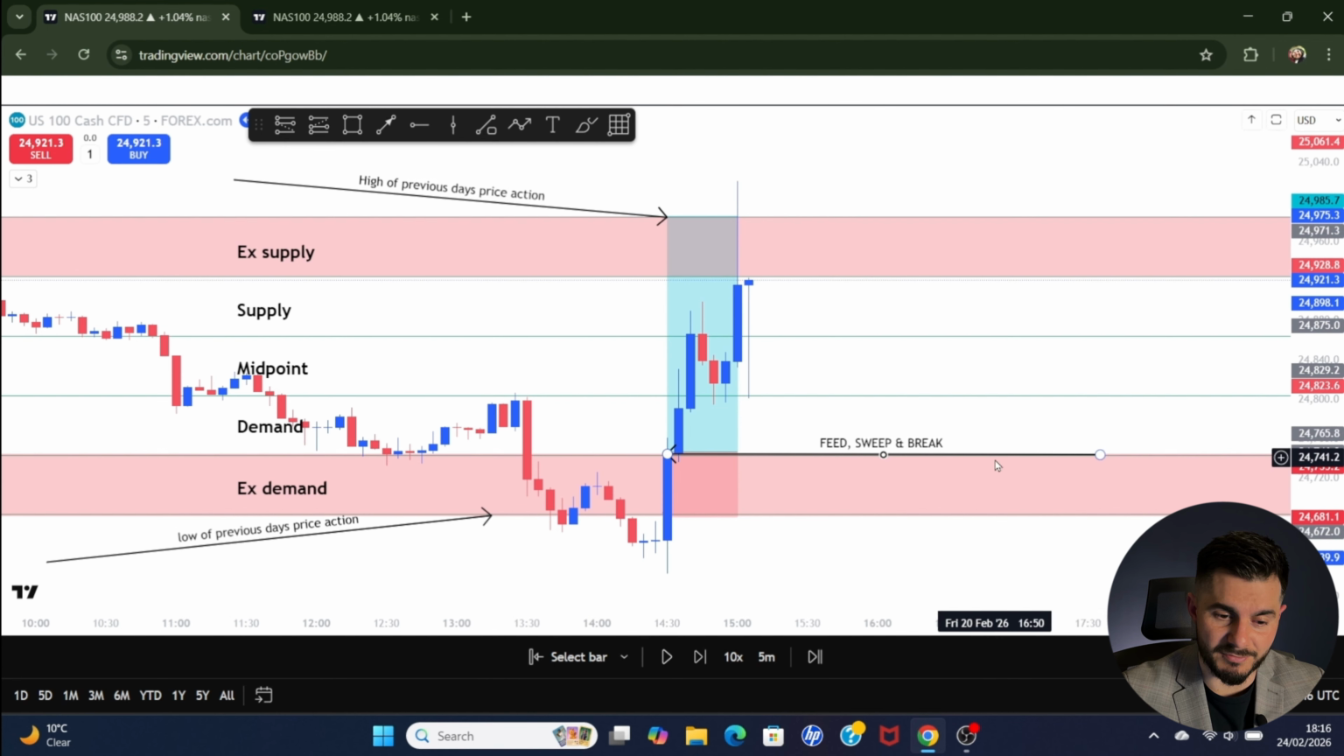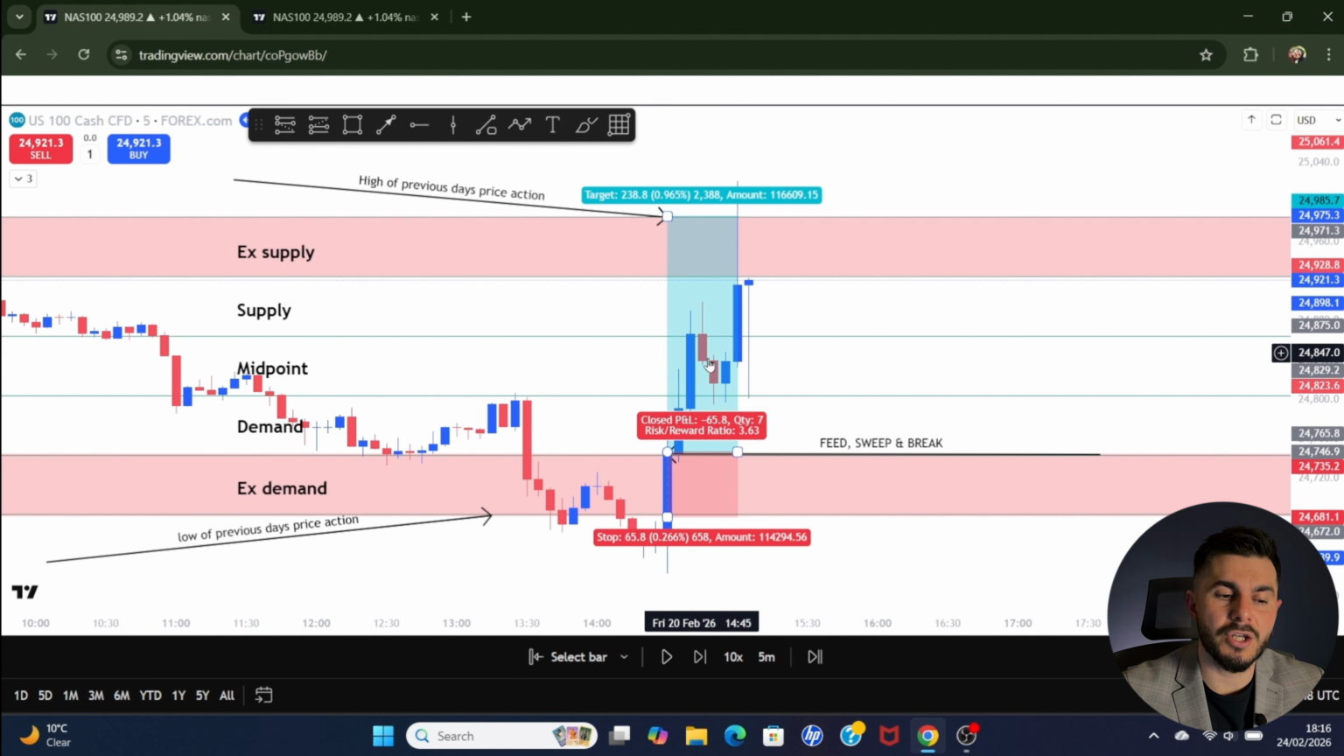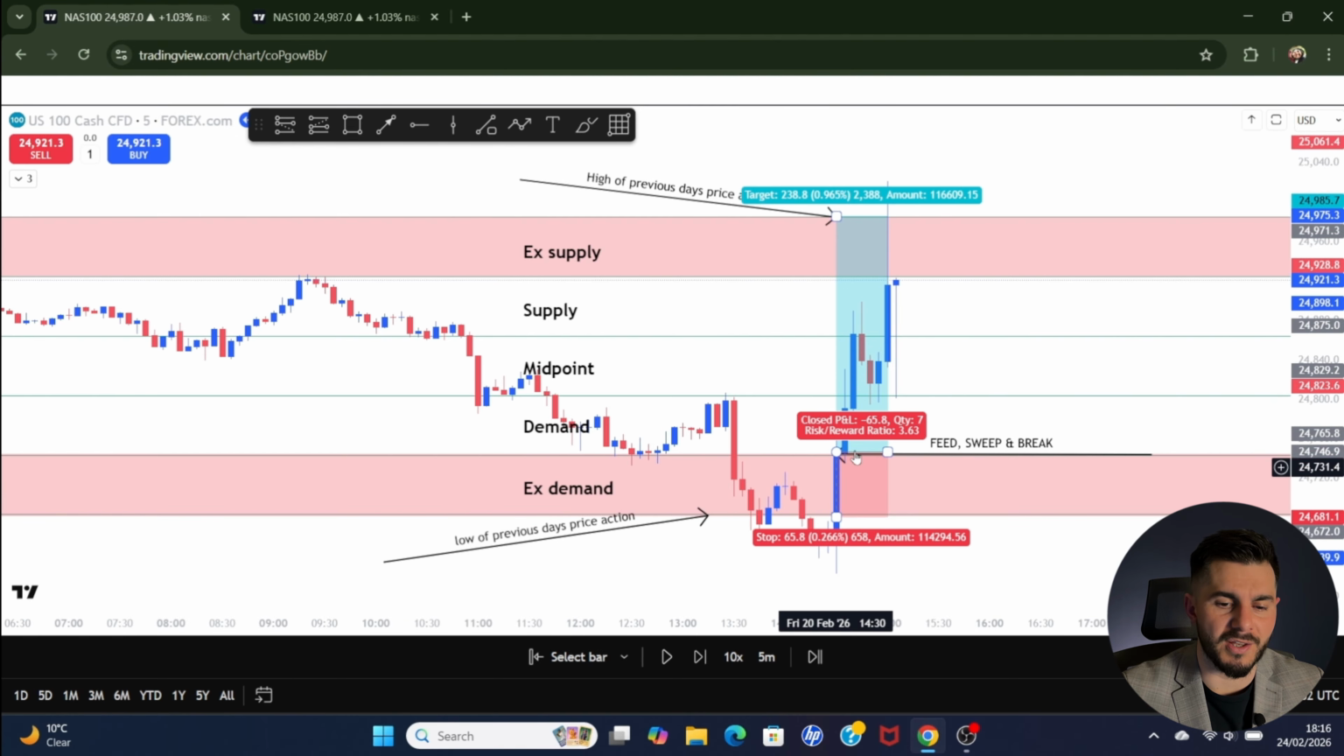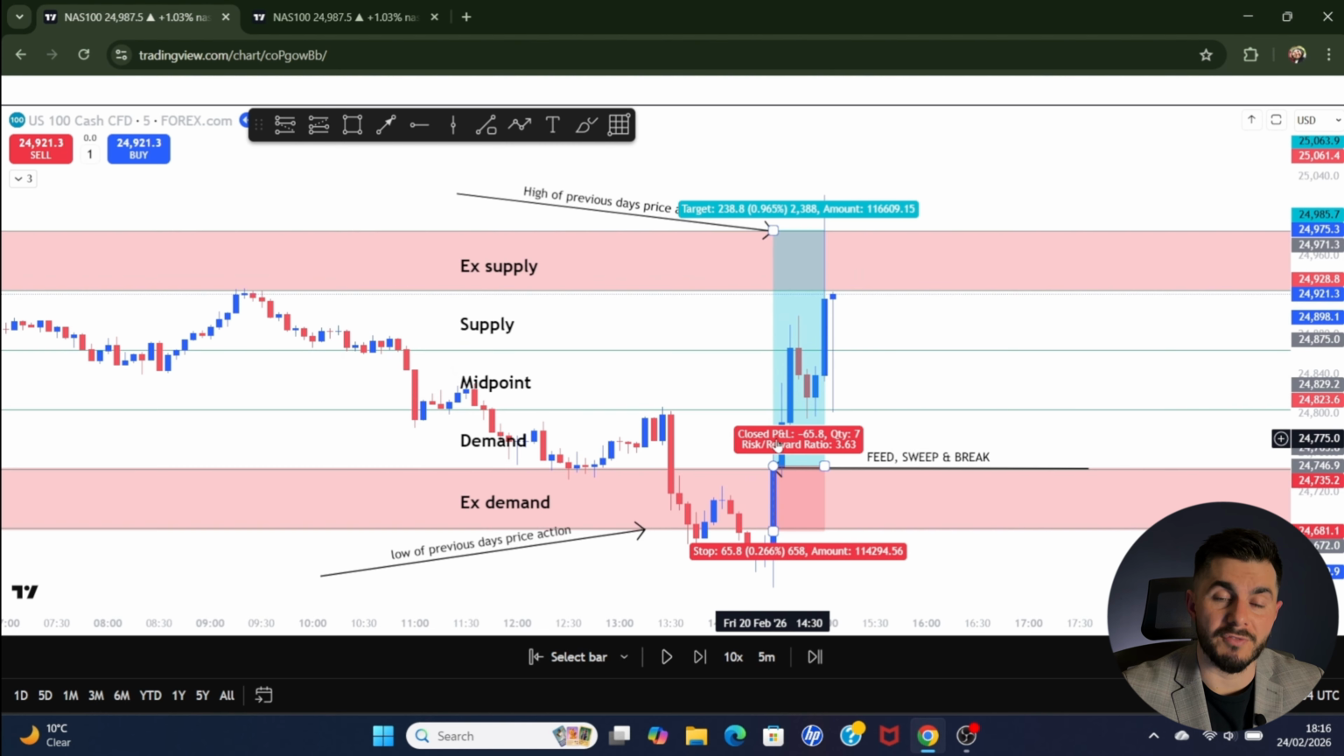And you can't tell me that this trade here is not clearly the move of the day, especially when it lines up with the New York Open. You're in this trade for half an hour for a 3.63 risk to reward ratio. And this was only on the 20th of February, very recent price action.